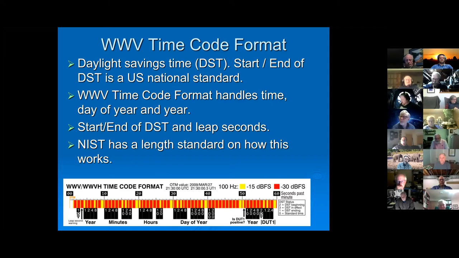So let's talk about daylight savings time. The interesting thing is that you have to remember WWV is centric to the U.S. It does not consider anything outside of the U.S. So we have a concept in the U.S. on when we switch between daylight savings time and non-daylight savings time. That little bar down at the bottom tells about the time code format. In that format, things are encoded in there for when we go into and out of daylight savings time.